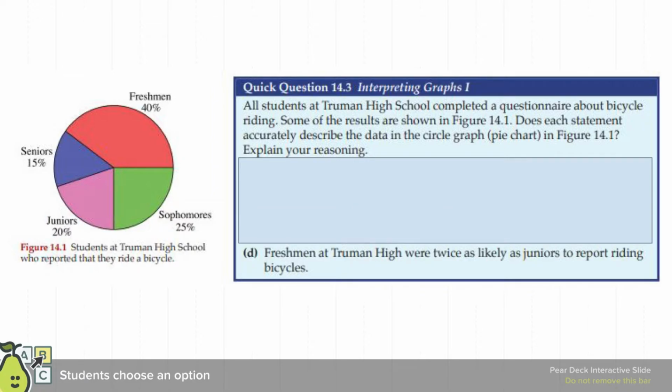And then the last statement: freshmen at Truman High School were twice as likely as juniors to report riding bicycles. So when we're comparing the juniors and the freshmen, it does appear that if I double the amount of juniors, it will equal that 40%. So this is true as well.